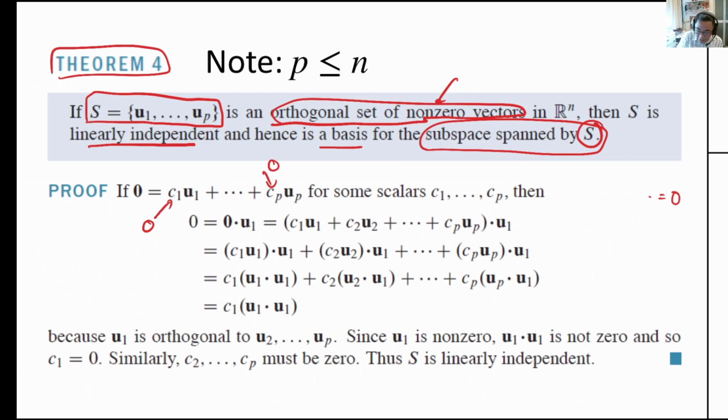Let's assume on the left hand side we have the zero vector, and on the right hand side we have the representation decomposing the zero vector into c1 by u1, c2 by u2, all the way adding to cp by up, and we have not fixed any values of c1 to cp yet. They will be arbitrary values. On the left hand side, we take the dot product with u1, and therefore we are also dot producting with the right hand side.